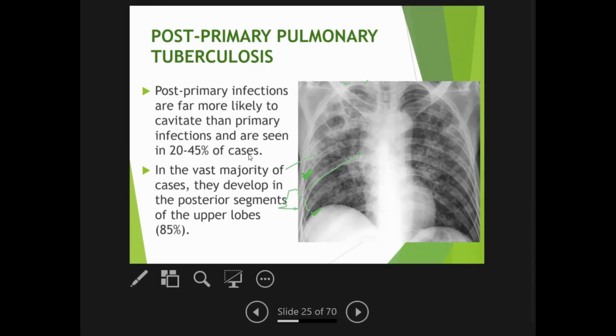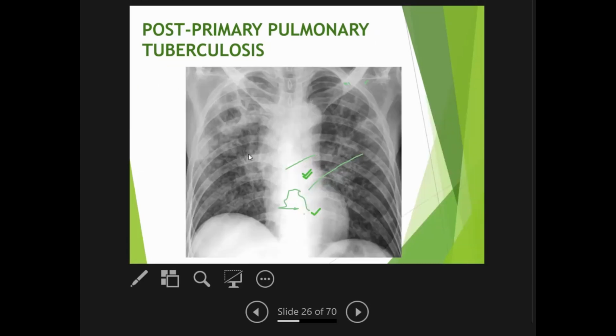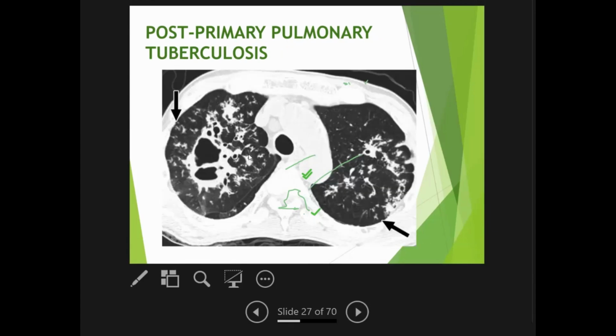Cavitation is a common finding in secondary TB. You can see it in up to 45% of cases, and the vast majority develop in the posterior segment of the upper lobe. So that's the same patient showing the cavity. And this is how you see it on CT, right? You can see the cavity here, and there are small areas of consolidation and a small nodular pattern. So that is cavitation with reactivation TB.